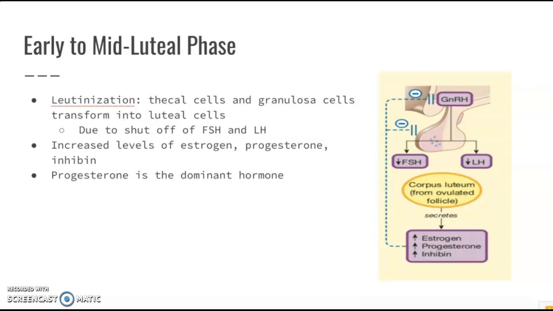Next, we'll talk about the early to mid luteal phase, and this is marked by what's called luteinization, which is where both thecal cells and granulosa cells transform into luteal cells of the corpus luteum. And here, lipid droplets and glycogen granules accumulate and begin to secrete hormones, and this produces steadily increasing amounts of progesterone, estrogen, and inhibin. These increasing amounts of estrogen, progesterone, and inhibin exert negative feedback on the hypothalamus and the anterior pituitary.